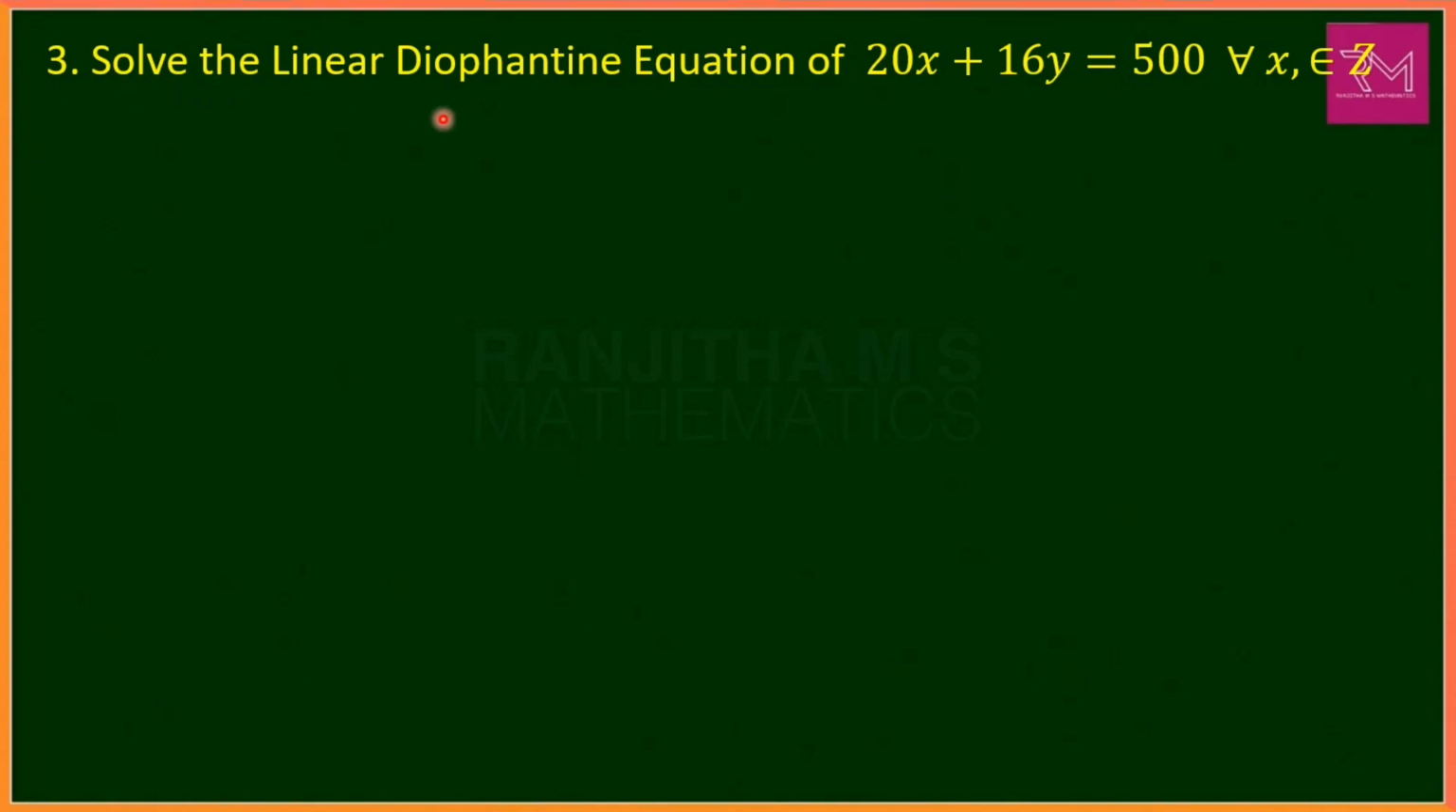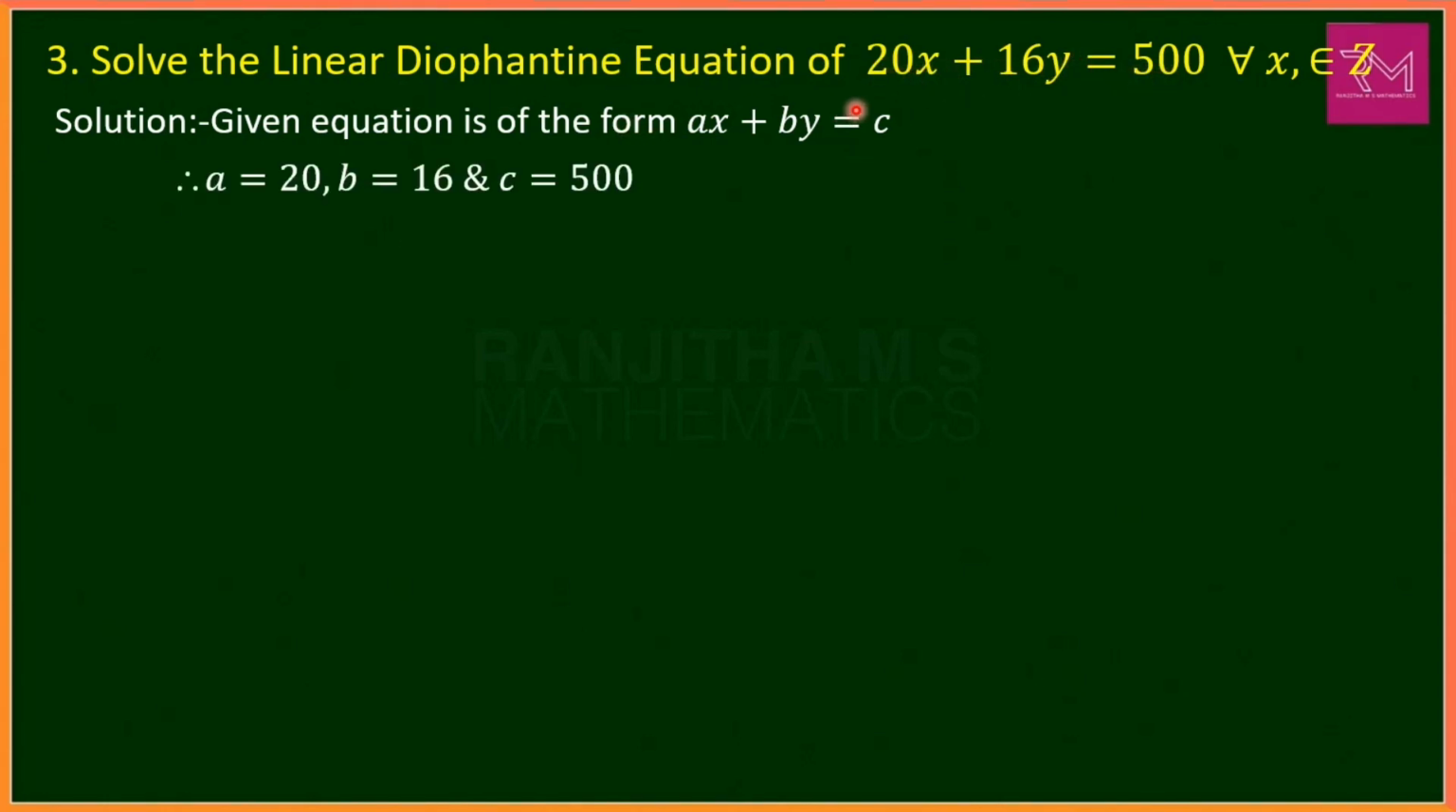Next problem: solve the linear Diophantine equation 20x plus 16y equals 500 for all x, y belonging to Z. Here we take the given equation. We know that the given equation is of the form ax plus by equals c, where the a value is 20, the b value is 16 and c is 500. Comparing this to the equation, we get the a, b, c values like this.